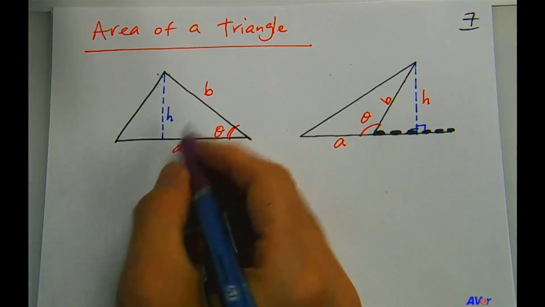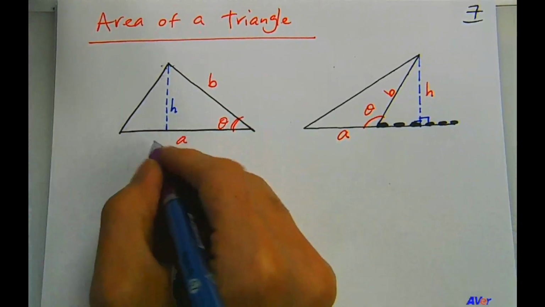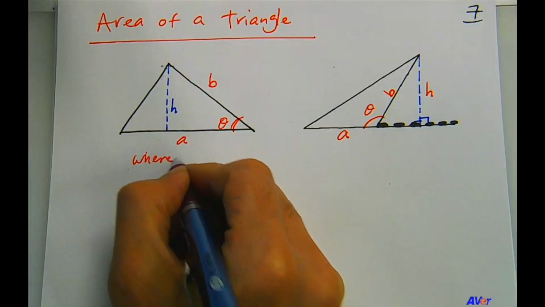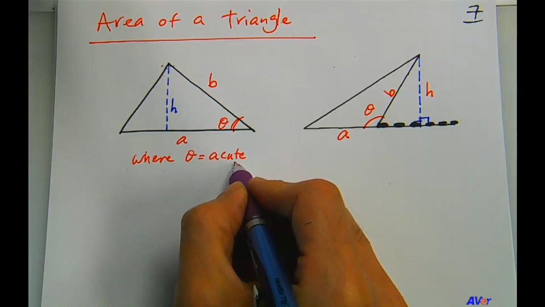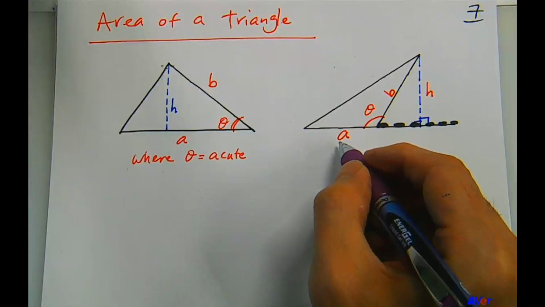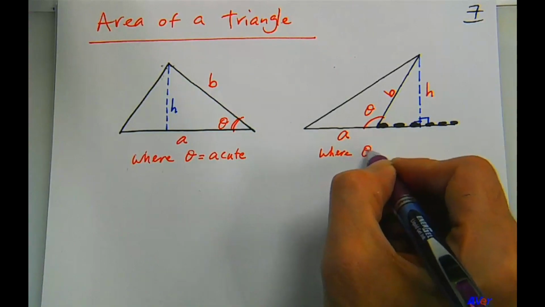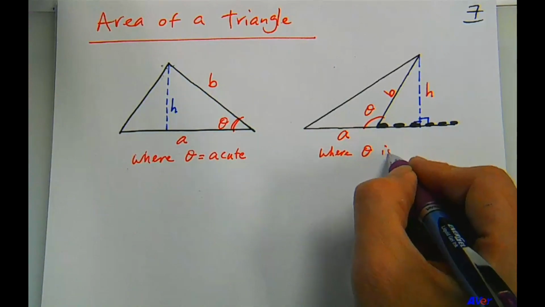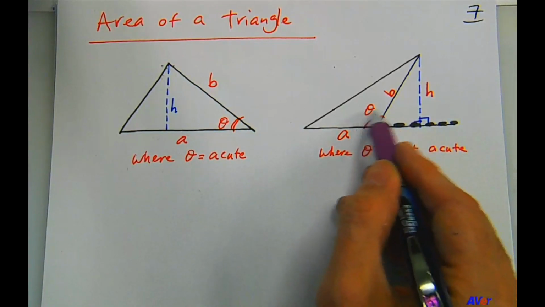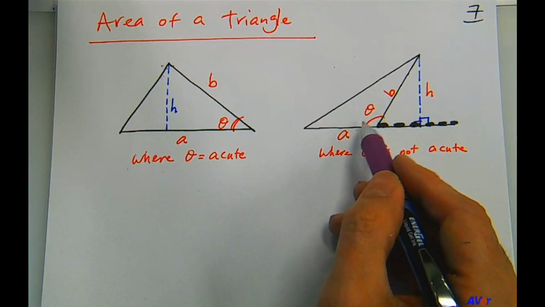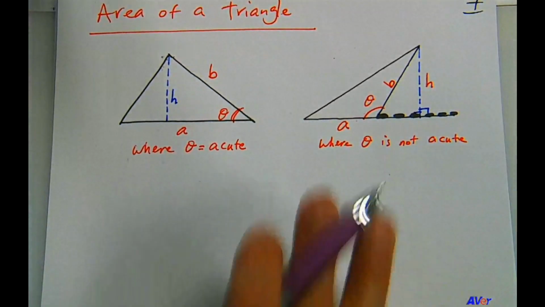So here theta is acute. Let me add to this. For this triangle, theta is acute, meaning less than 90 degrees. And here, theta is not acute. So these are two different cases, right? Theta here is not acute. It's larger than 90 degrees. Here, it's less than 90 degrees. Okay, so those are the conditions.